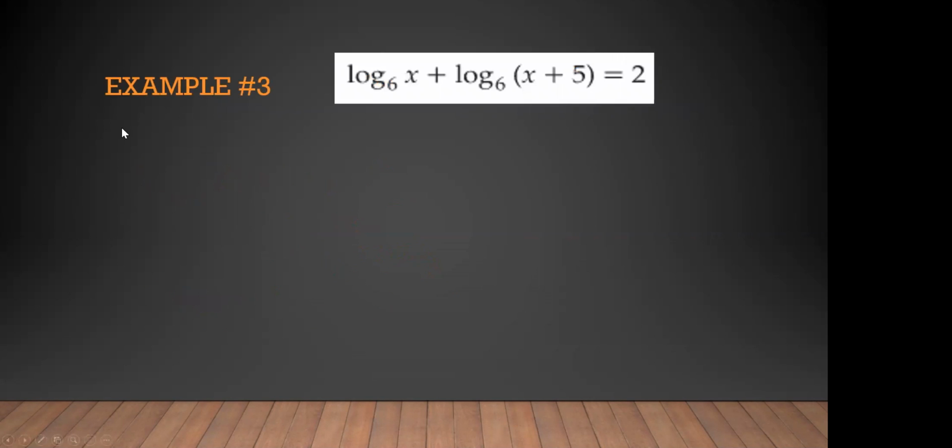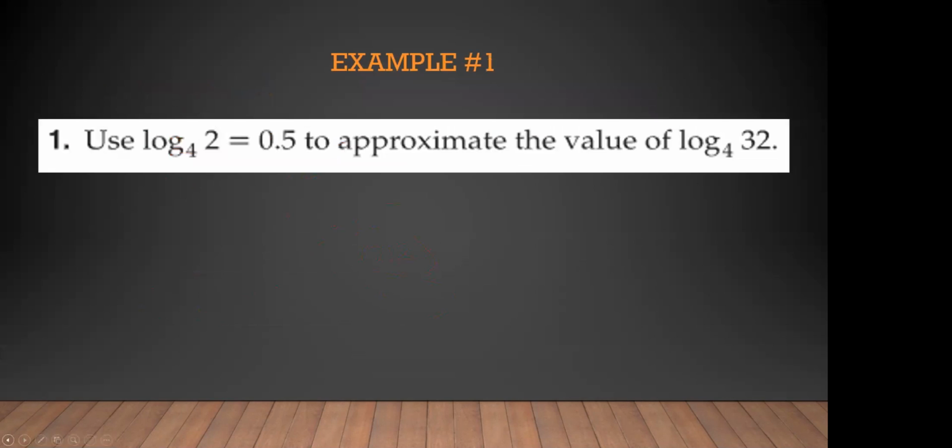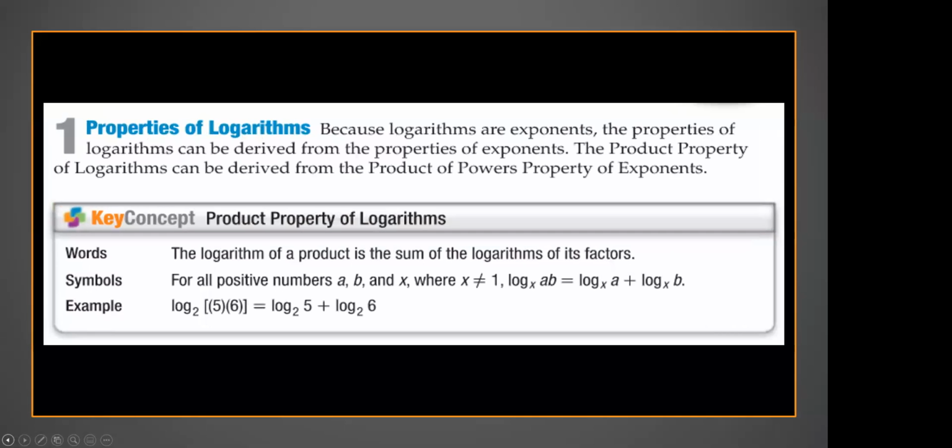All right, and then last example we're going to take a look at. Here we have the same base, log base 6, okay? So what we're going to do right here, we can see they're being added together. So using that property, the product property, if you're adding them together, if we're going the other way, we can multiply the logs here, okay?